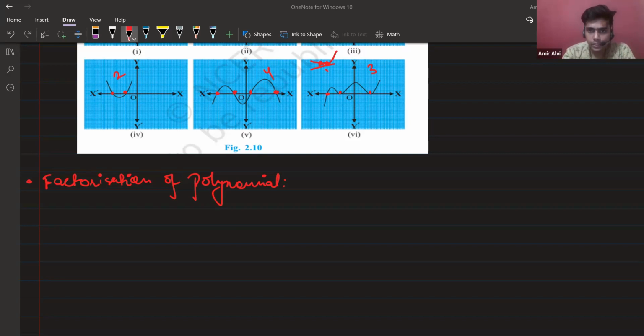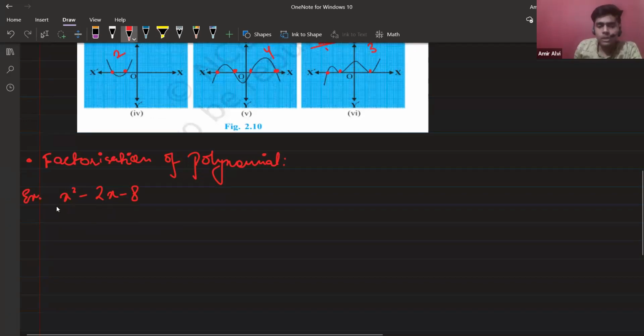Just a second. Let me take one. So this is our first example: x square minus 2x minus 8. Is that minus 8? Yes, it's minus 8. It's an NCERT exercise question. We have to factorize this or find the zeros of the polynomial. After factorization, we have to find the zeros of the polynomial and verify them as well.